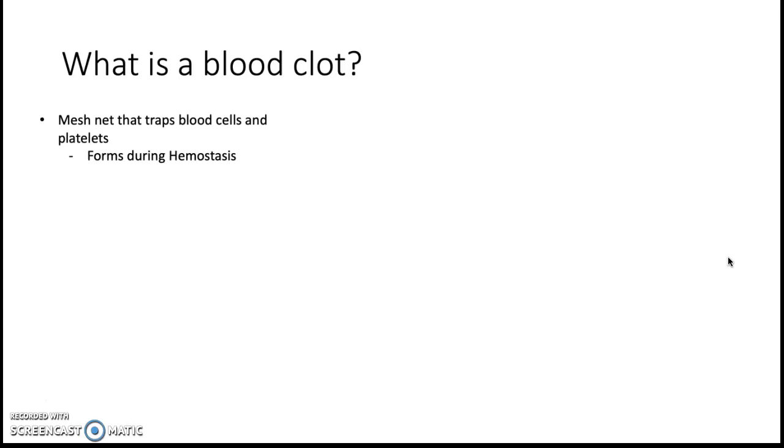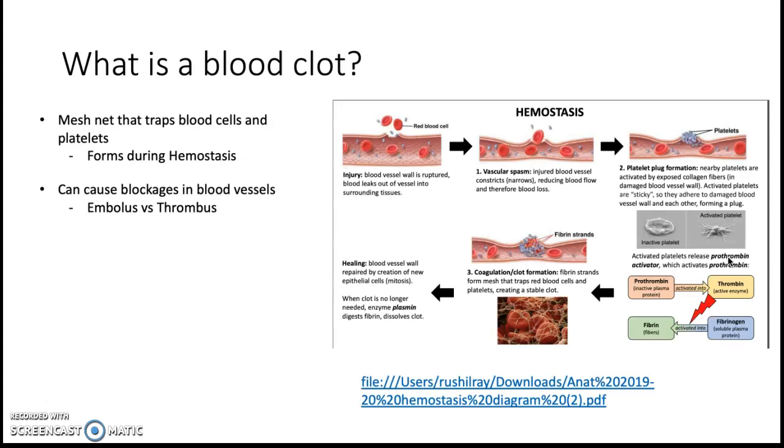A blood clot is a mesh net made from fibrin strands that traps the blood cells and platelets that form during hemostasis. Sometimes blood clots can cause blockages in your blood vessels, and these are known as emboluses or thrombosis. An embolus is when a blood clot causes a blockage in your artery, and a thrombus is when a blood clot causes a blockage in your veins.